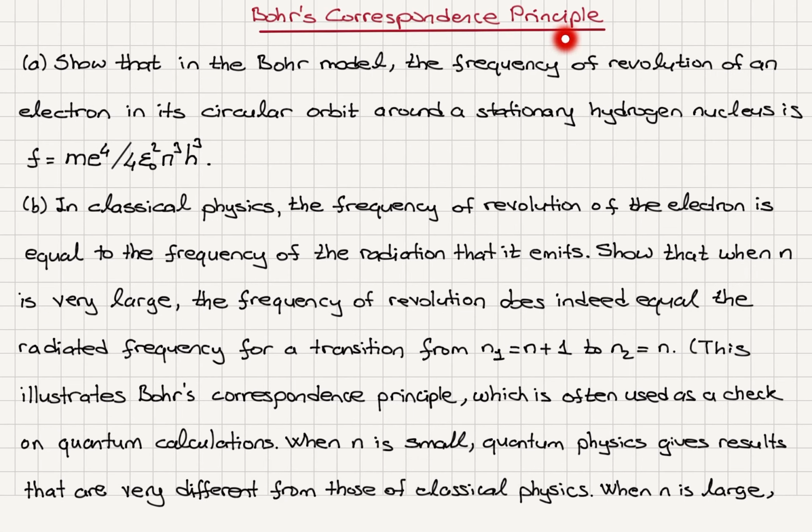Bohr's correspondence principle. Part A showed that in the Bohr model, the frequency of revolution of an electron in its circular orbit around a stationary hydrogen nucleus is f equals m e to the fourth power divided by 4 epsilon 0 squared n cubed h cubed.